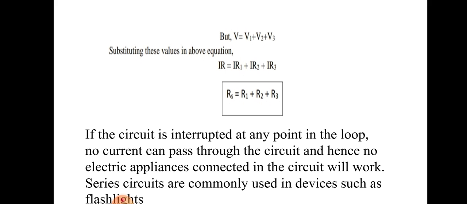Okay, so suppose there is a circuit in which the value of R1 is 1, R2 is 2, and R3 is 3. So 1 plus 2 plus 3 ohm is equal to 6 ohm. So this RS, which is the equivalent resistance in series, is equal to 6 ohm, which is obviously greater than R1, which is 1 ohm, greater than R2, which is 2 ohm, and greater than R3, which is 3 ohm.